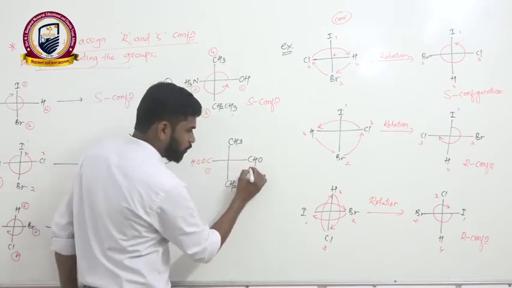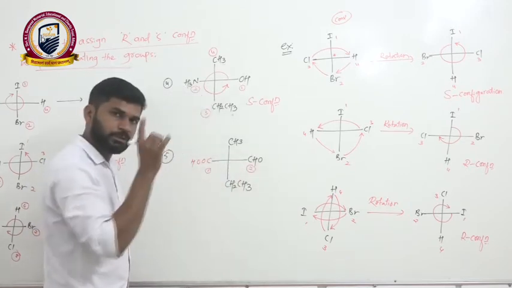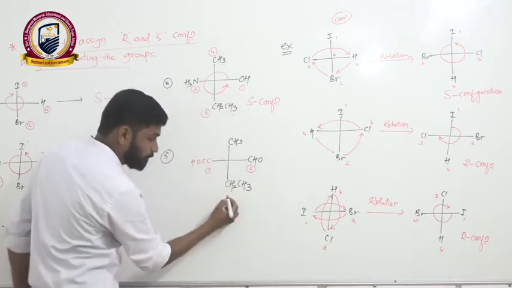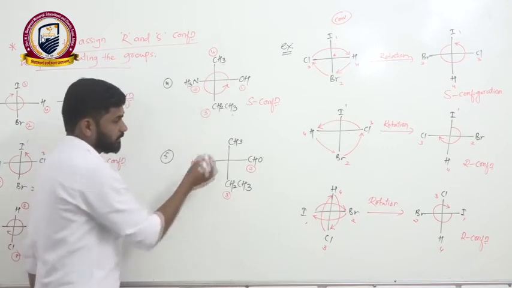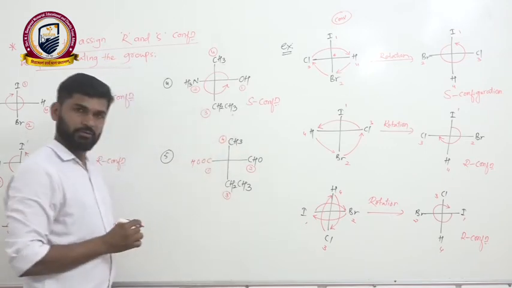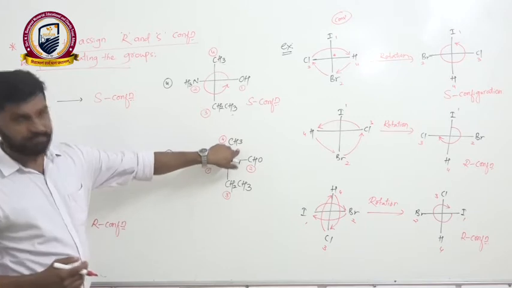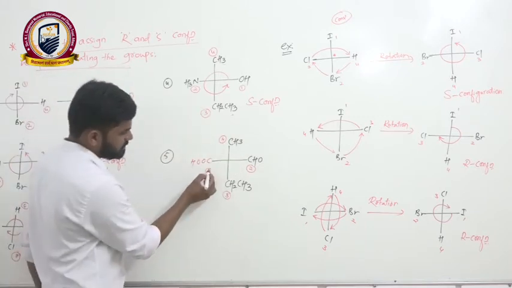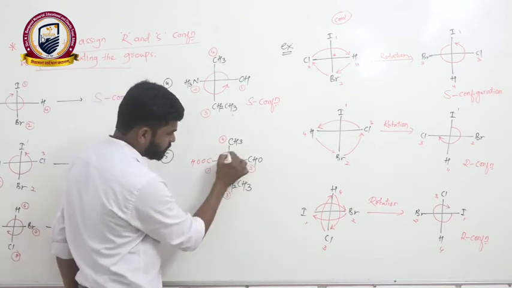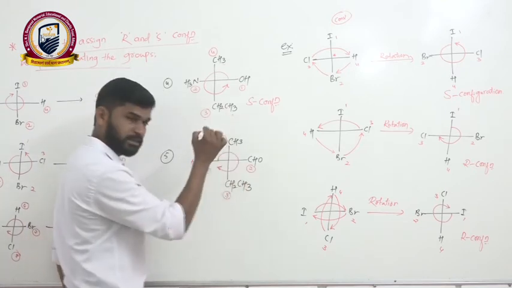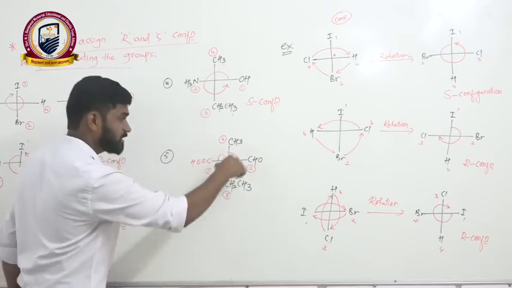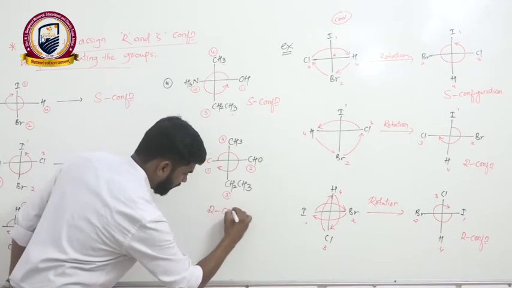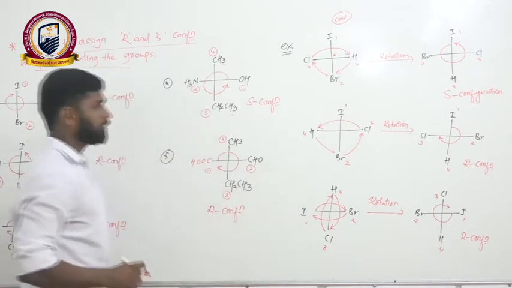And the second priority is given to the aldehyde group. Third priority is CH2CH3, as I discussed in the previous example. This is the third priority, and this will be given as fourth priority. So when the least priority group is on the top, write the configuration whatever you get. The first, second, third rotation goes in this way. It is a clockwise rotation. Therefore it is called an R configured compound, R configuration.